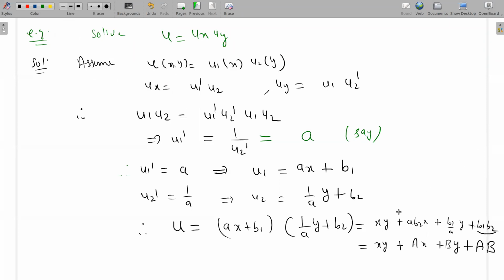In that way you can specify the solutions of nonlinear equations.